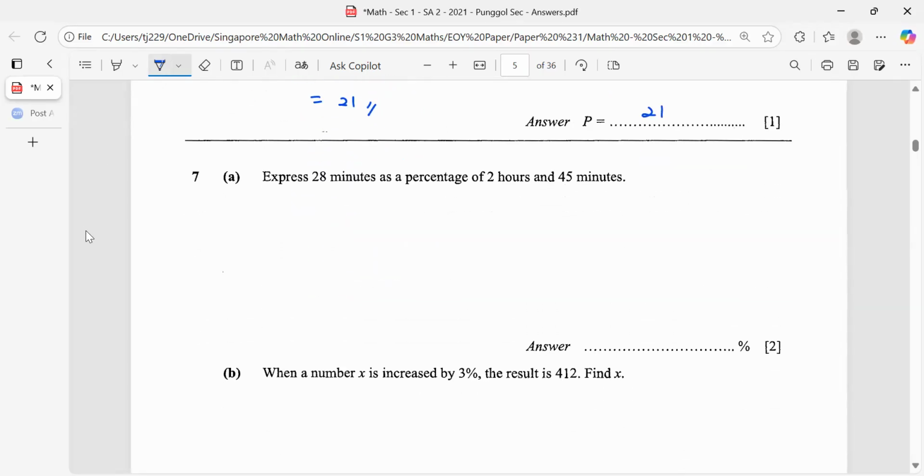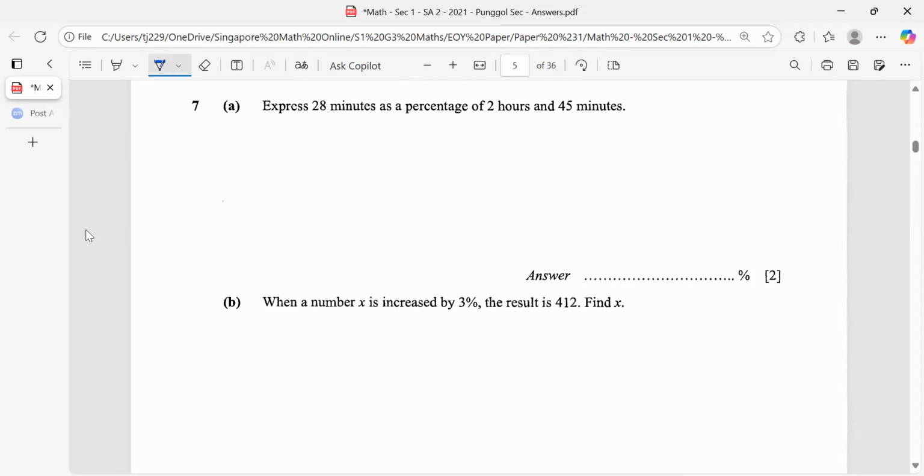Let's move on. Question 7. Express 28 minutes as a percentage of 2 hours and 45 minutes. So we will have to first and foremost put it as a proportion. That means we write it as a fraction before we convert it into a percentage. So we have 28 minutes out of 2 hours, 45 minutes. This is the proportion, and we multiply by 100% to convert it into a percentage.